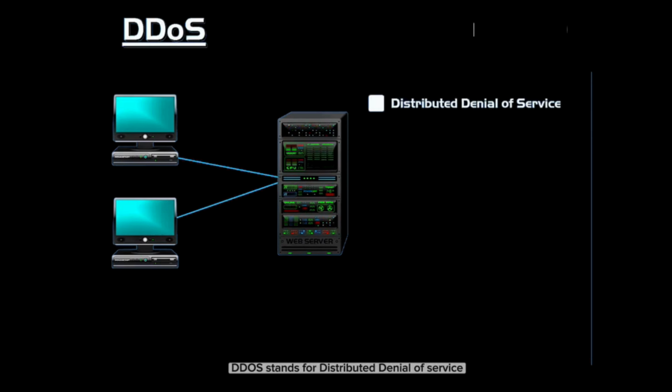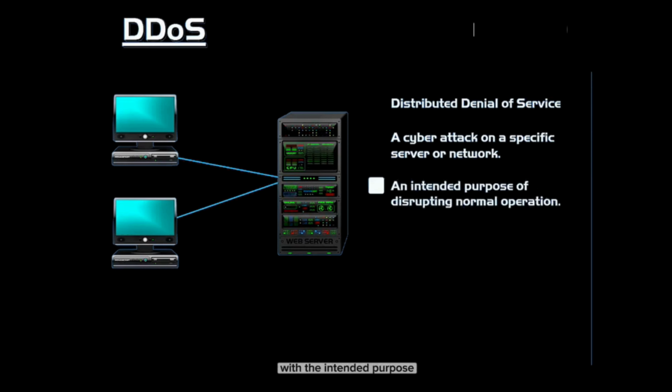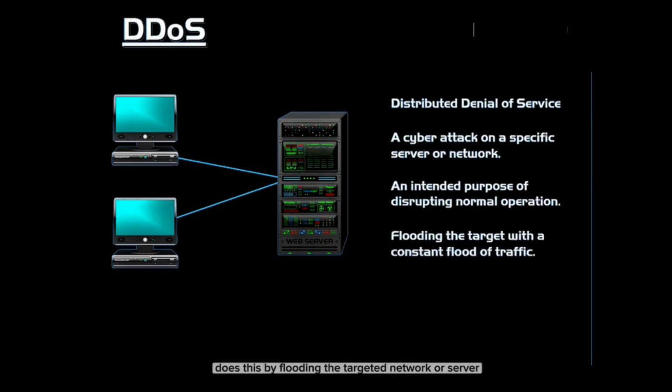DDoS stands for Distributed Denial of Service, and it's basically a cyber attack on a specific server or network with the intended purpose of disrupting that network or server's normal operation. A DDoS attack does this by flooding the targeted network or server with a constant flood of traffic, such as fraudulent requests, which overwhelms the system, causing a disruption or denial of service to legitimate traffic.